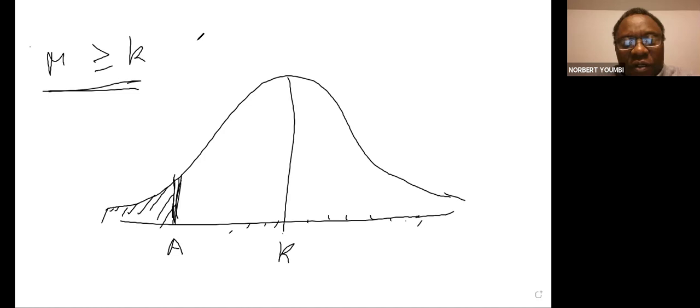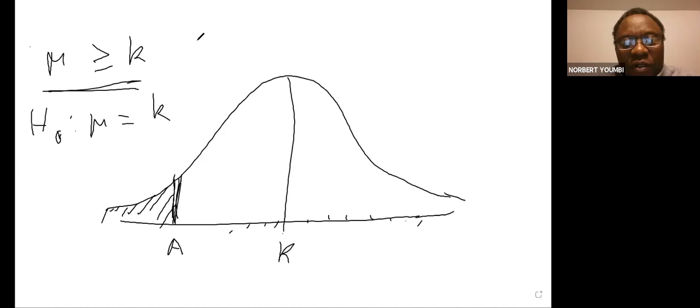So we assume a value for H0. That is why we are going to always write H0 as equality. Mu is equal to k. And then we test that value, having in mind what the actual statement about the parameter was. And we will say this is a left tail.